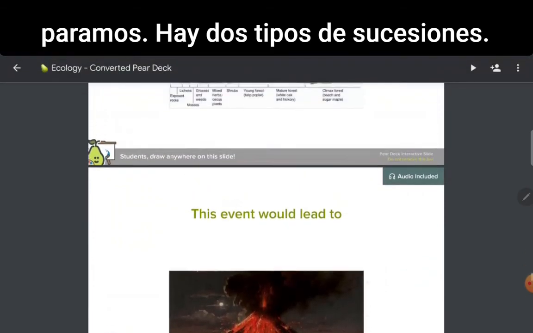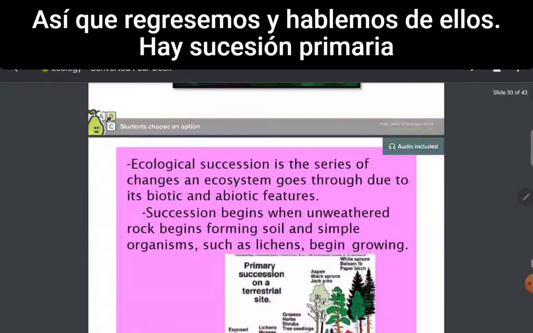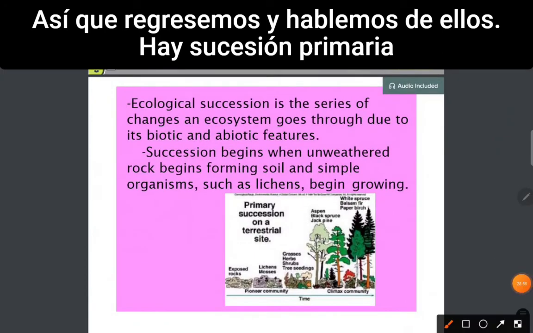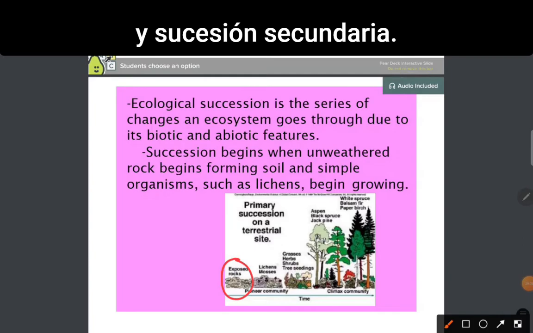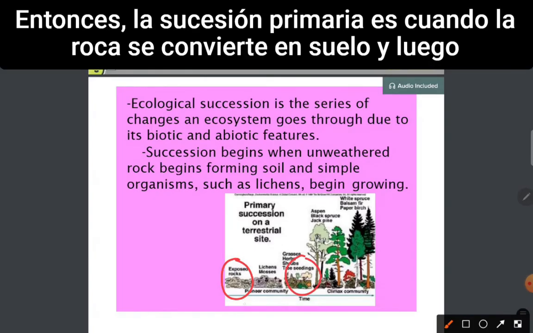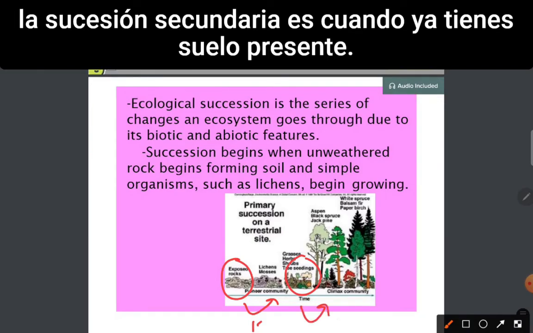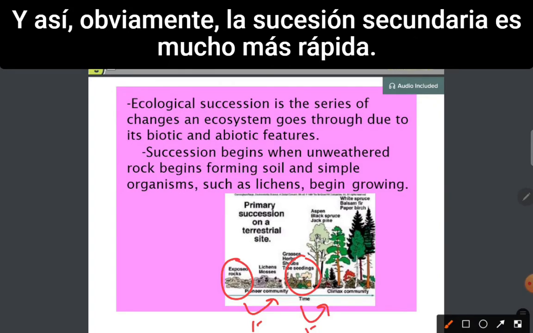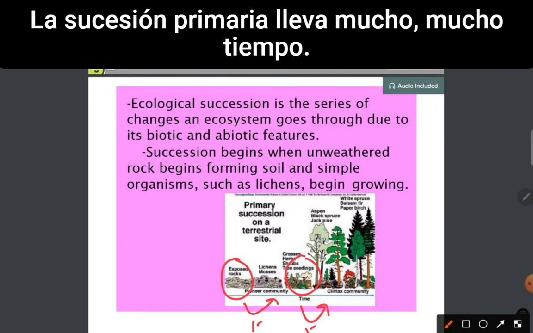There are two types of succession. So let's go back and talk about those. There is primary succession and secondary succession. So primary succession is when rock becomes soil, and then secondary succession is when you already have soil present. And so obviously secondary succession is much, much faster. Primary succession takes a long, long time.